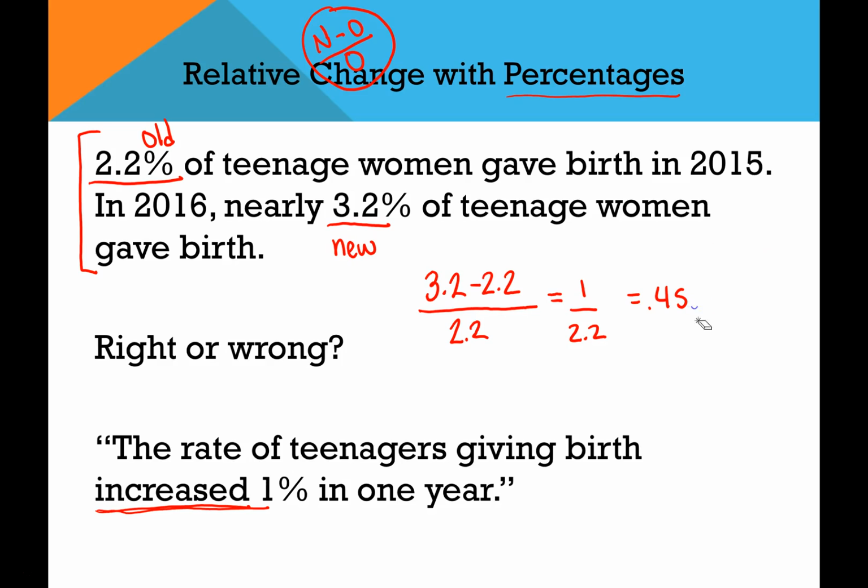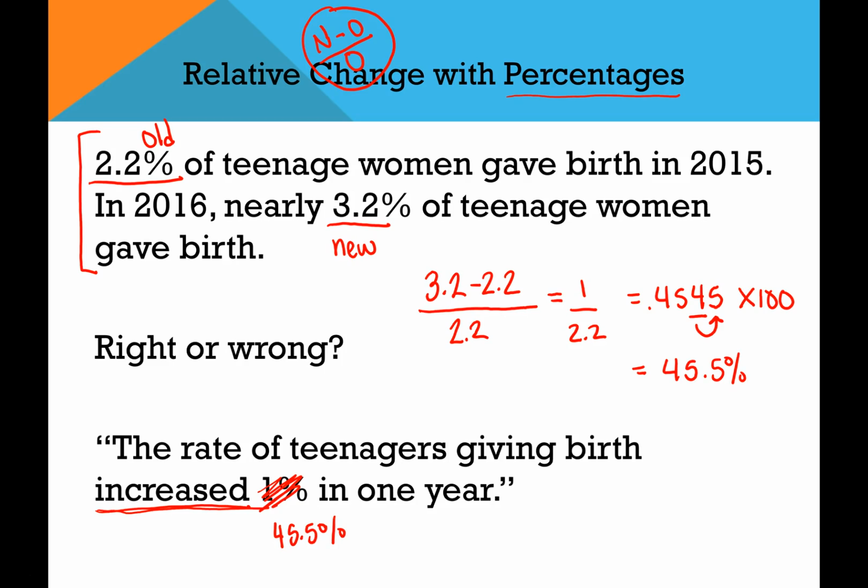0.454, 45. And of course, we move the decimal 2 places, or we can think about that as multiplying by 100. So that's going to give me 45 point, and I can round that up to 5. Right, I'm looking at this number, and because there's the 5 there, that 4 gets rounded to a 5. So this is not a true statement. The rate of teenagers giving birth actually increased by 45.5% in 1 year.